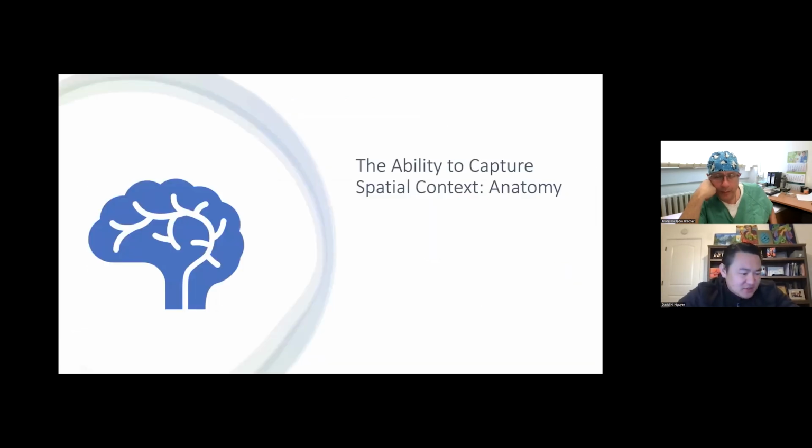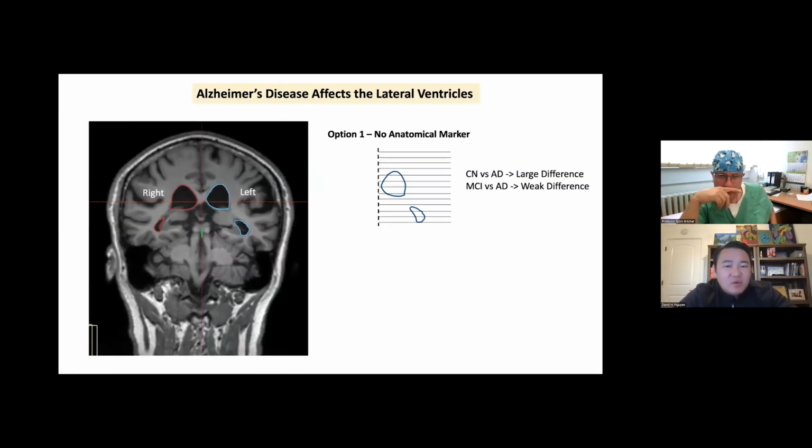So now I begin to talk about how we applied Shape Genie to study Alzheimer's and dementia, and how we were able to capture spatial context in ways that were not possible until now. In structural MRI of the brain, one of the compartments affected by Alzheimer's is the lateral ventricles, these caverns in the brain that contain cerebral spinal fluid. As you age normally, these caverns enlarge and change shape. But if you have Alzheimer's, they enlarge and change shape even more dramatically.